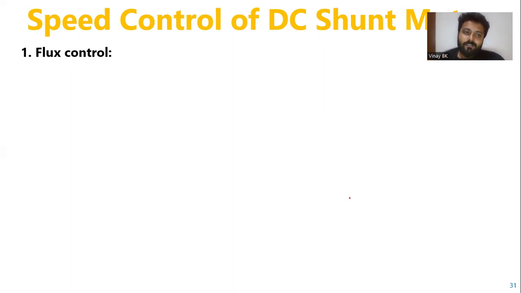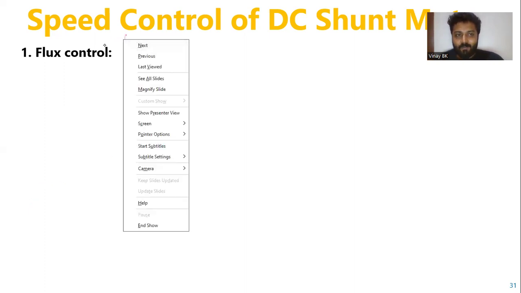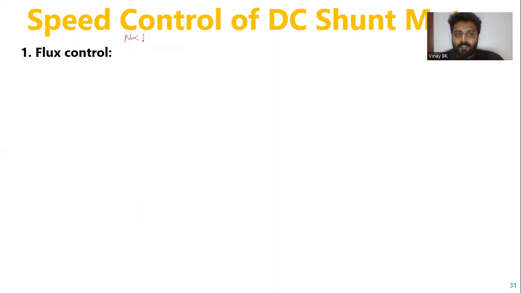The first speed control technique in a DC shunt motor that I'm considering now is the flux control method. As the word itself says, by controlling the flux, you can control the speed. You should know the relationship that N is directly proportional to EB, and in a shunt motor, inversely proportional to flux phi. If the flux is controlled, speed is controlled. If the flux increases, speed decreases. If the flux decreases, speed increases. So you have to control the flux.